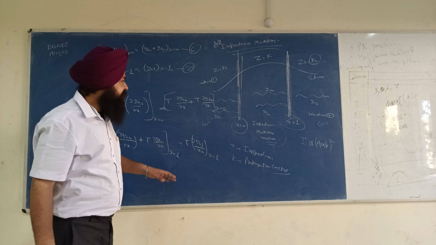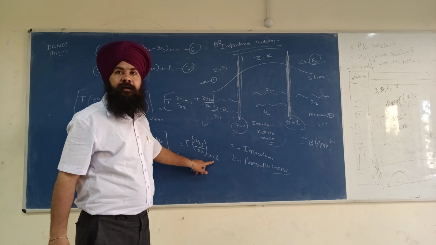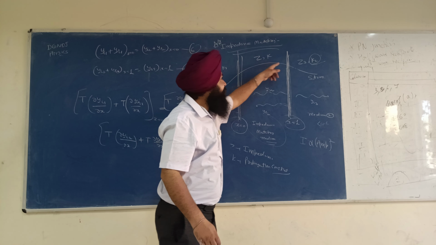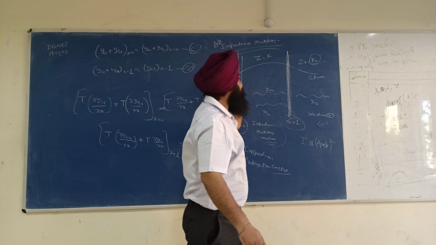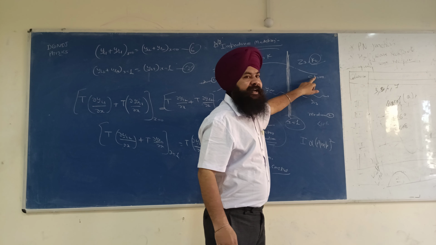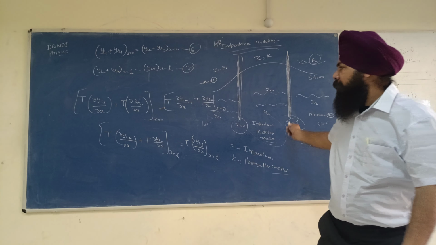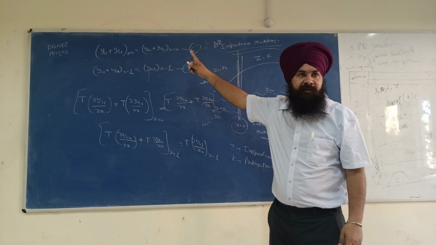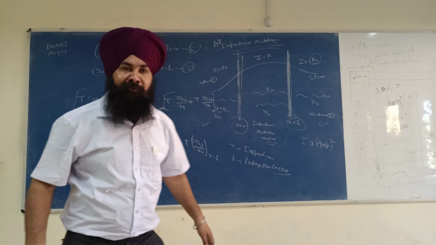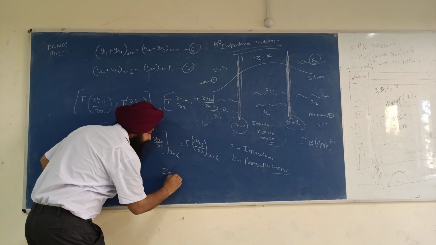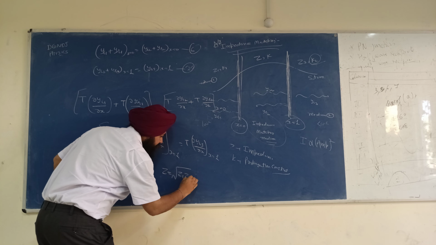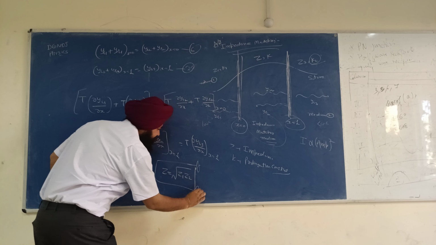What is L? L is the length of this string. This string is connected to the two media, medium 1 and medium 2. When we do all the mathematical part, at the end of the day we get this expression: Z is equal to square root of Z1 into Z2. This is the expression.